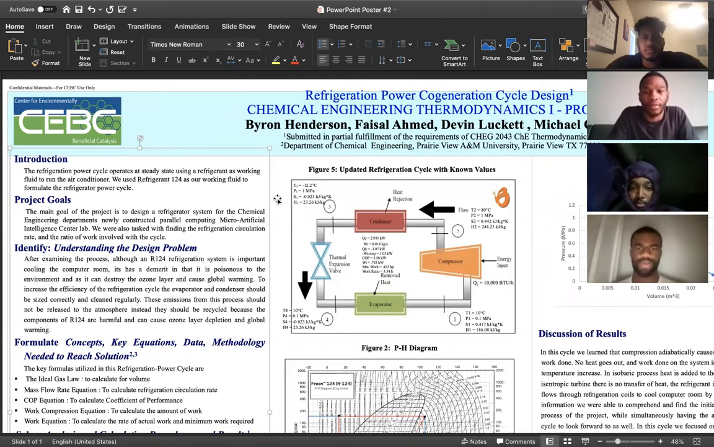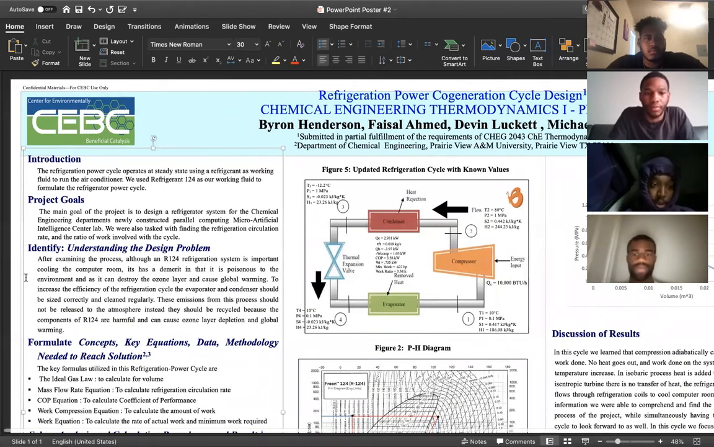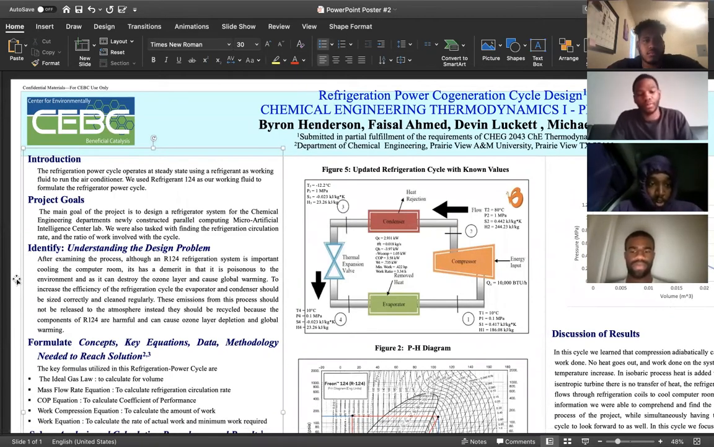My name is Michael Fofley, and this is our refrigeration power cycle. So the introduction: the refrigeration power cycle operates at a steady state using a refrigerant as working fluid to run the air conditioner. We use refrigerant R-124 as our working fluid to formulate the refrigeration power cycle.